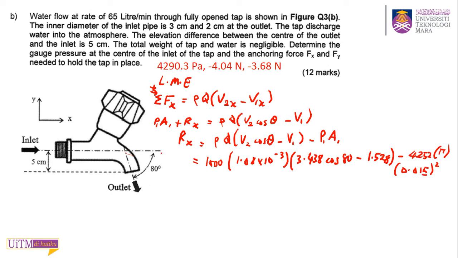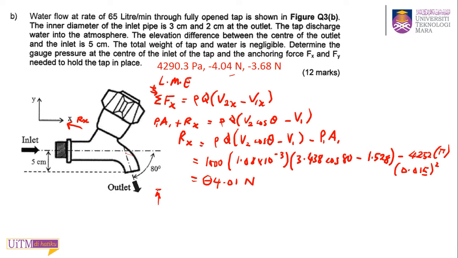What is the value of Rx then? Negative 4.01 Newton. So this is the same answer. This is negative again, so the Rx should act in the opposite direction, not in your reference axis, to the left. So that's one. And they ask you to find Fy.